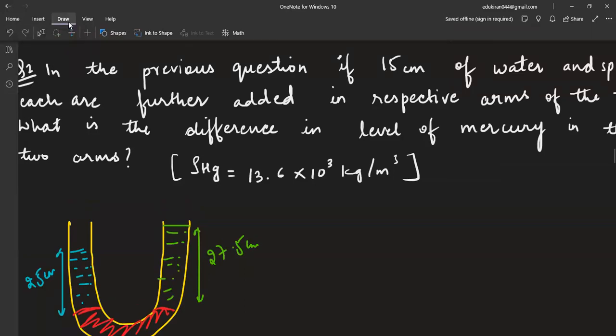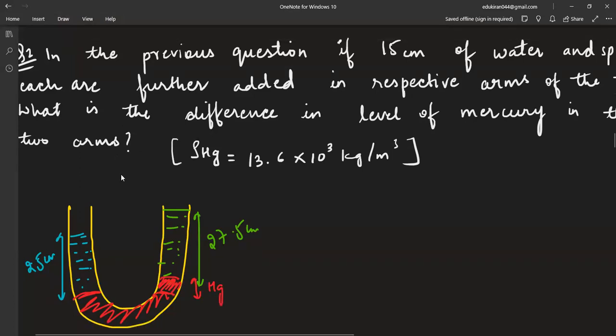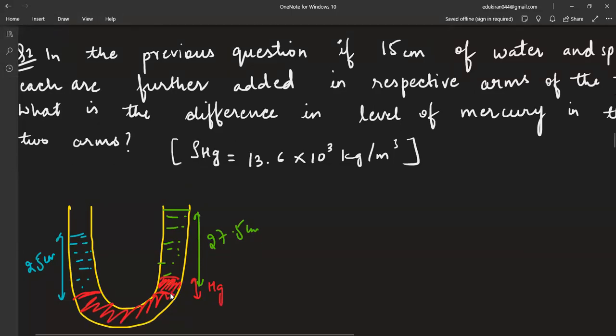Now the problem is that there is a level of mercury increment also. So there will be a pressure exerted by the mercury as well. We do not know the height though. So what is the question saying? What is the difference in level of mercury in the two arms? It means somewhere mercury has risen. How do we know that the level of mercury has risen? Because of this line, the difference in mercury, it means somewhere mercury has risen up because of addition. That's why there is a gap that is occurring. So basically you need this height of mercury.